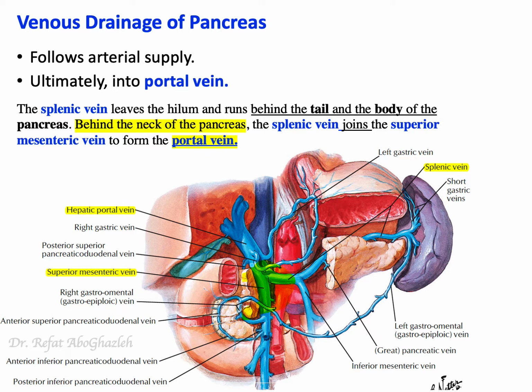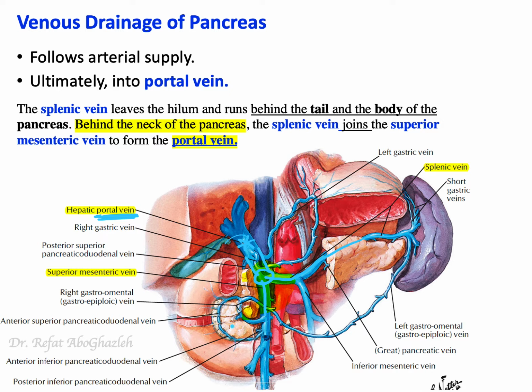Now, what about the drainage of the blood from the pancreas? Well, guys, ultimately the blood will return to this large vein, this portal vein that drains the blood from almost all of the GI tract and organs. So this is the portal vein, and you remember that behind the neck of pancreas, which is important, you see the shadow part that indicates the location of the neck of pancreas, because we cut the pancreas, right? So you know that the superior mesenteric vein unites with the splenic vein behind the neck of pancreas to form the portal vein.